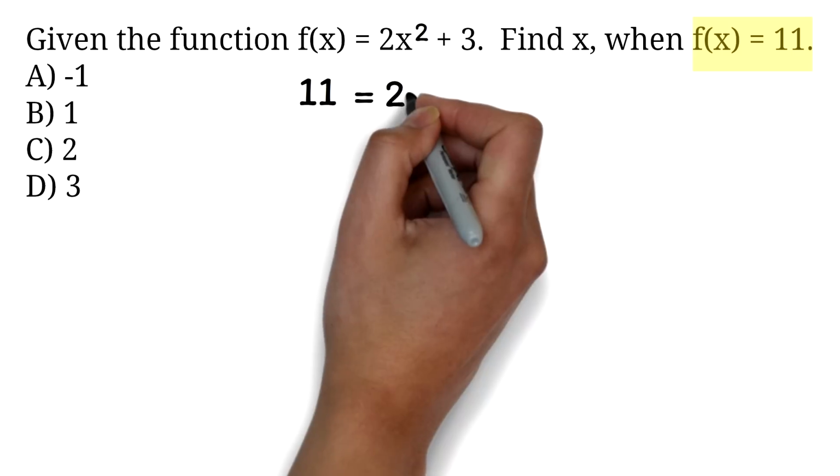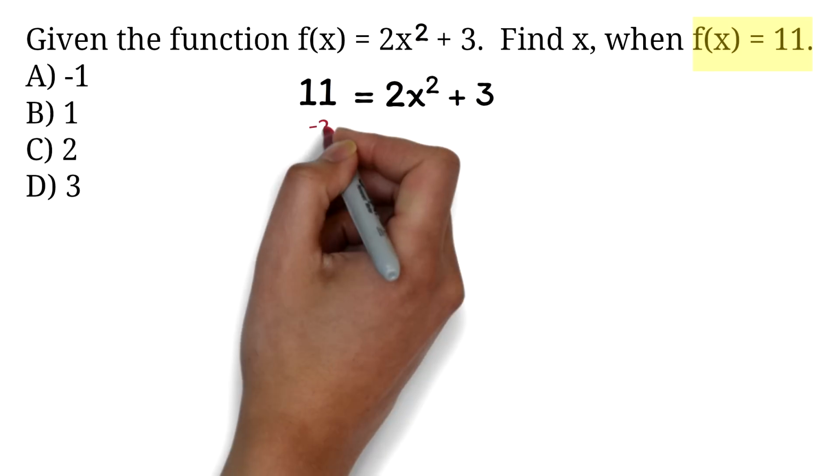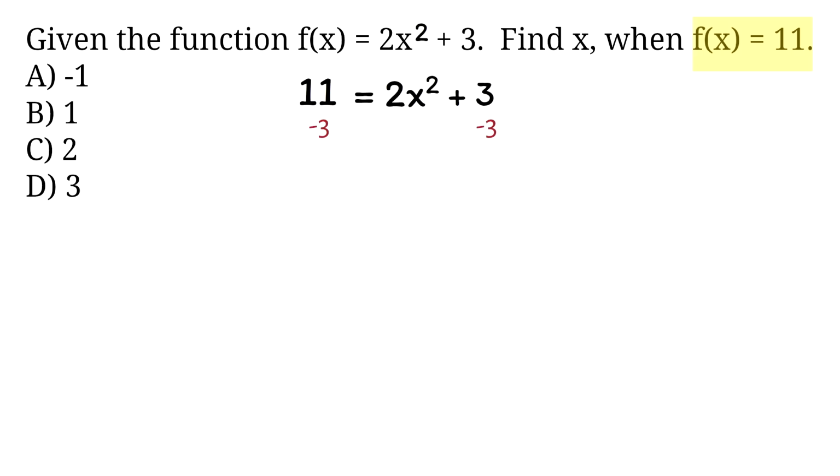We have 11 equals 2x squared plus 3. Now we will solve for x. Please, if you're not familiar with solving equations, check the links in the description and watch the video. It's extremely important you master how to solve equations. We want to get the x by itself. We will first subtract 3 from both sides. The 3 will cancel out.